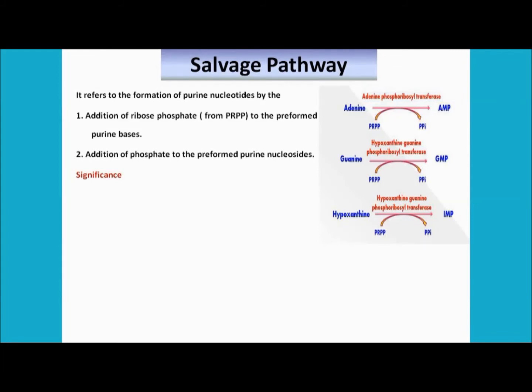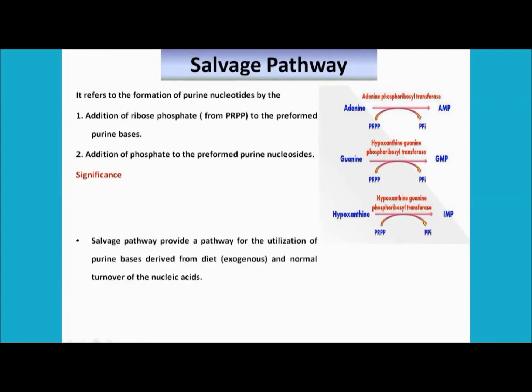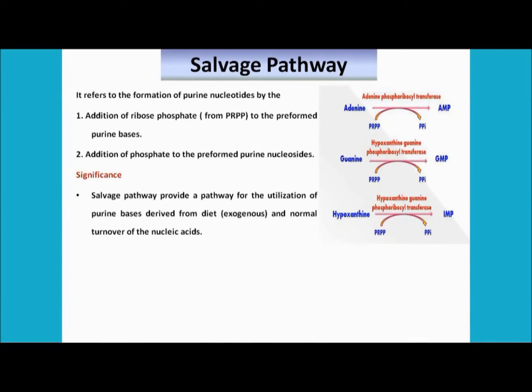Now, what is the significance of the salvage pathway? Basically, the salvage pathway provides a pathway for the utilization of the purine bases which derive from the diet. Whatever you take in your diet, if it has a component like purine bases, that can be easily utilized in the body, along with the normal turnover of the nucleic acids in the human body, right?